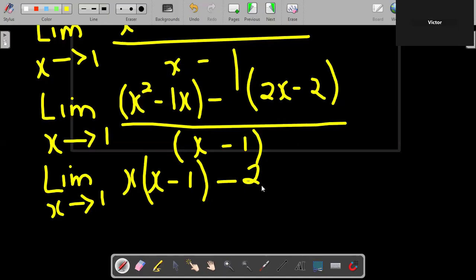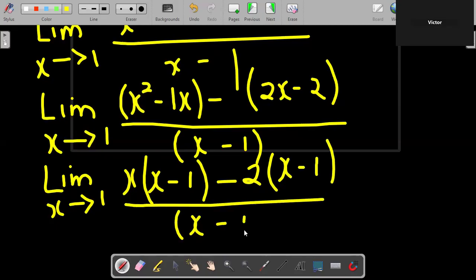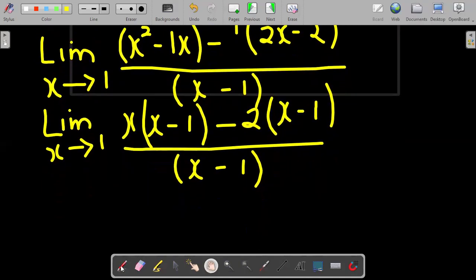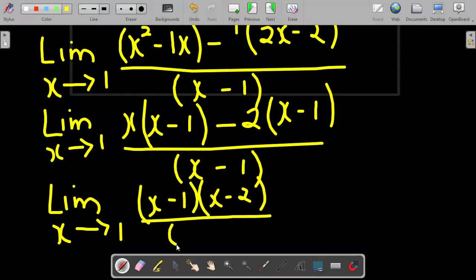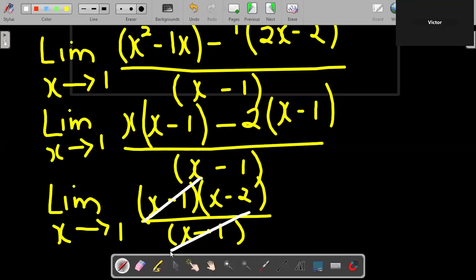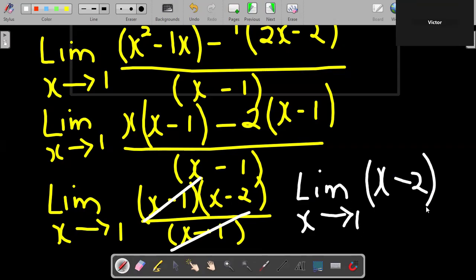Second bracket, 2 is common. I'm left with x minus 1 over x minus 1. You see that? Now that I'm factorizing, I will take the two brackets as 1. I'm having lim x tends to 1. The two brackets are the same, so I will just take it as 1, x minus 1. I will take those outside the bracket, x minus 2 over x minus 1. You can see x minus 1 can cancel x minus 1. We are left with lim x tends to 1 of x minus 2.